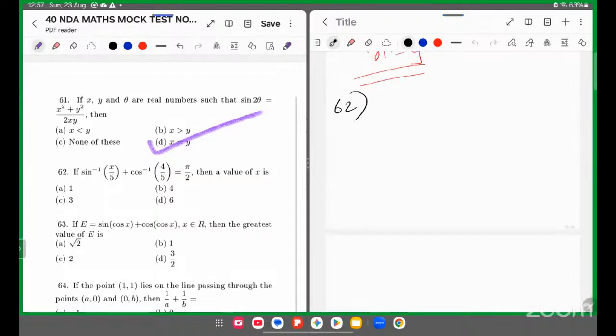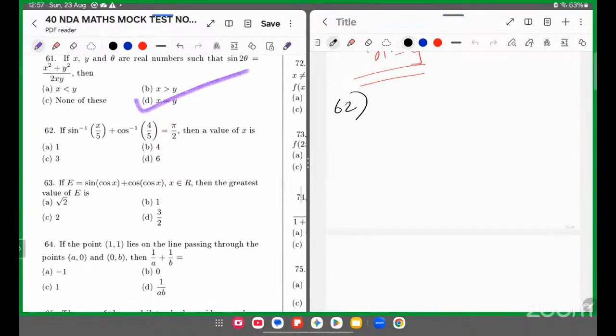Question number 62. Sin inverse x by 5 plus cos inverse 4 by 5 is pi by 2. Then we know that sin inverse theta plus cos inverse theta is pi by 2. Then the only option is x is equal to 4. Answer is B.